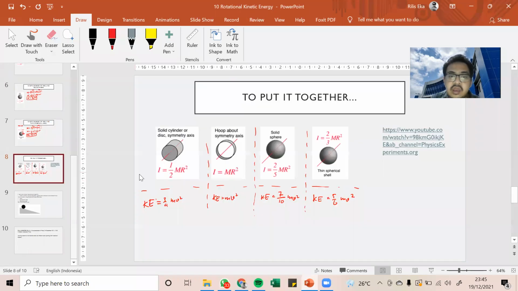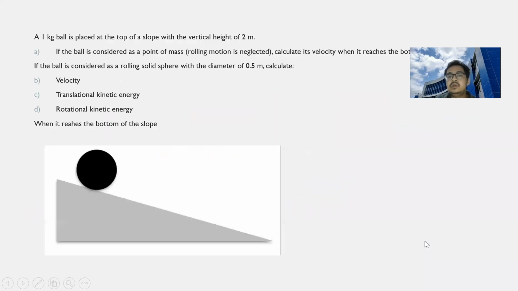Because as you can see again here, the kinetic energy needed to roll the cylinder is smaller than the kinetic energy needed to roll the hoop. As you can see, this is significantly smaller. So with the same amount of energy input, the cylinder will roll faster than the hoop. Okay, I hope that you can understand my explanation here, so you can do this task.